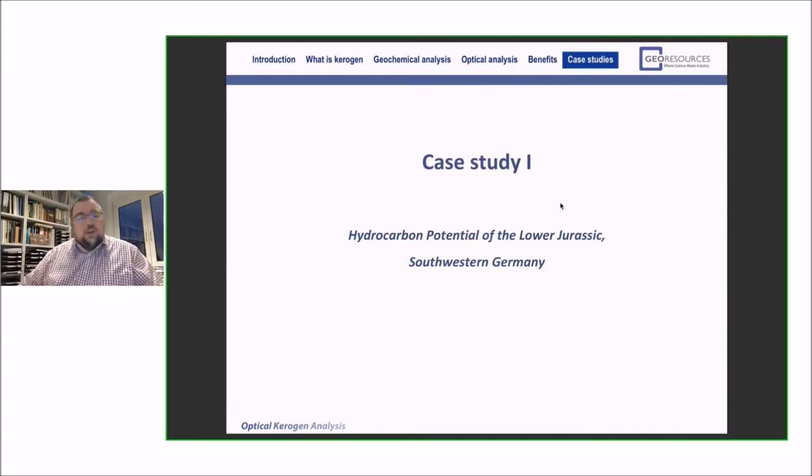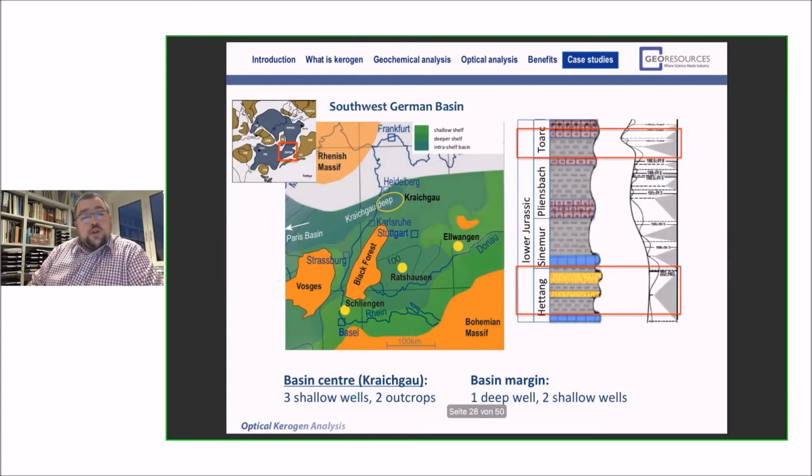So as a cream on top of the cake, we go into the case studies, from theory to real life. I will show you some results from a study in the Lower Jurassic oil shales in southwest Germany. In the Lower Jurassic, we are here. So this is somewhere between the North German, London Jurassic Basin and the Paris Basin. We are here in the southwest German Jurassic part of the basin. And this is a more detailed map, and we see here a sort of topography in this shallow shelf sea.